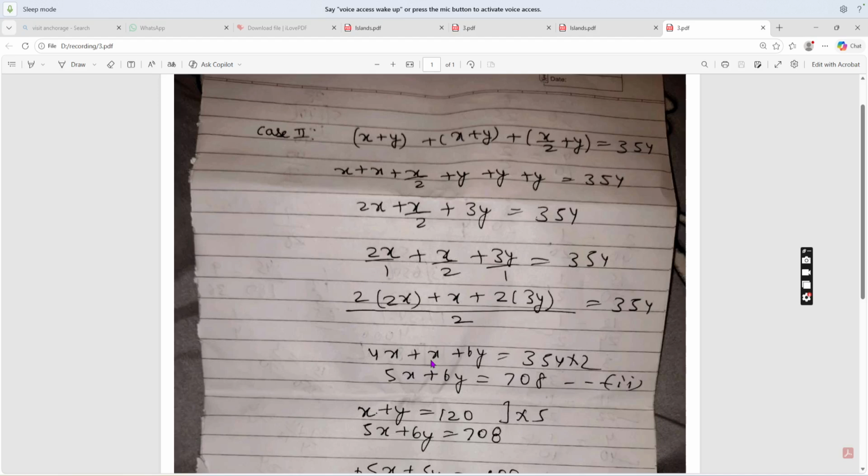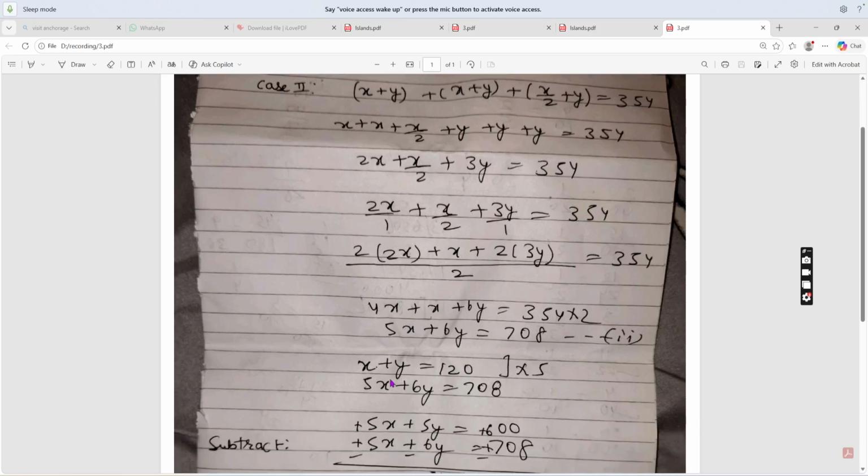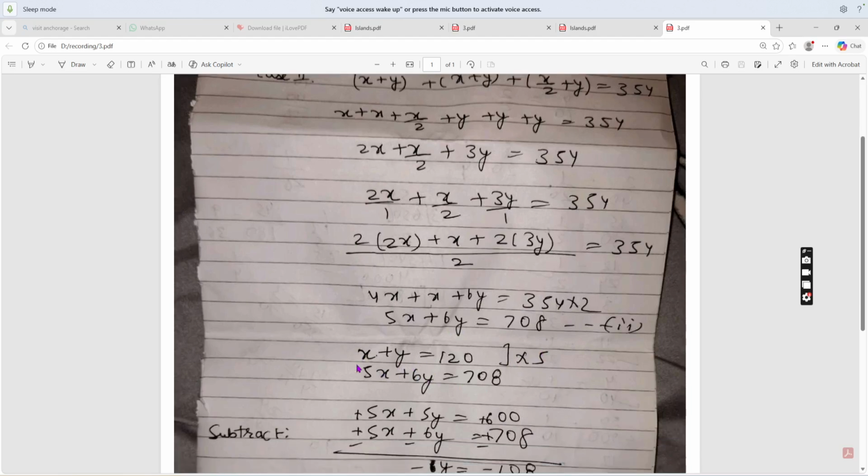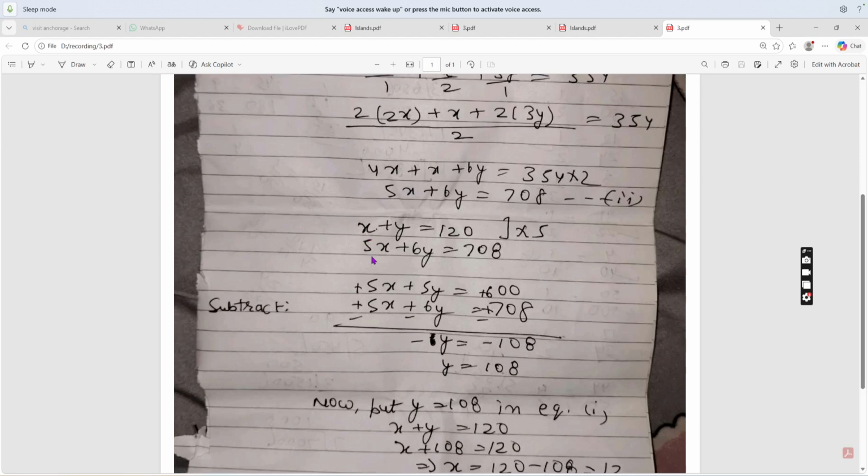So here it is 4x plus x is equal to 5x, and 6y is equal to 708. Now the first equation is x plus y, which is equal to 120, and the second equation is 5x plus 6y, which is equal to 706. The first equation is going to be multiplied by 5 in order to get the coefficient of both x to be the same, which is equal to 5.